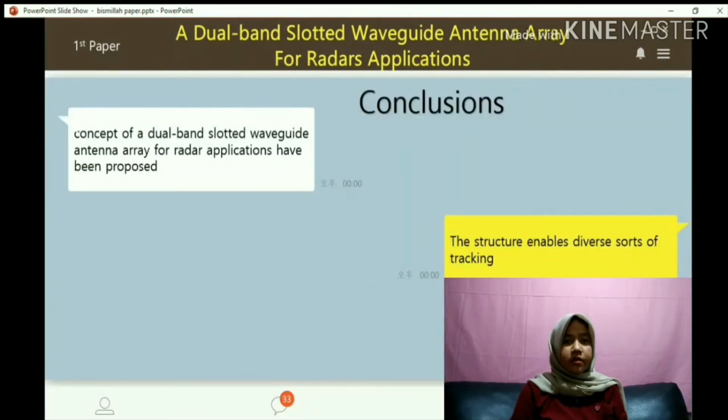So the conclusions are: a novel concept of a dual-band slotted waveguide antenna array for radar applications has been successfully proposed, numerically analyzed, constructed, and experimentally characterized. The antenna structure is based on two groups of radiating slots in order to provide at least two frequency bandwidths. The first one is from 2.1 to 2.3 GHz and the second one from 4.88 to 4.94 GHz. The novel structure enables diverse sorts of tracking using a unique structure by taking advantage of different radiation patterns from the two frequency bands.